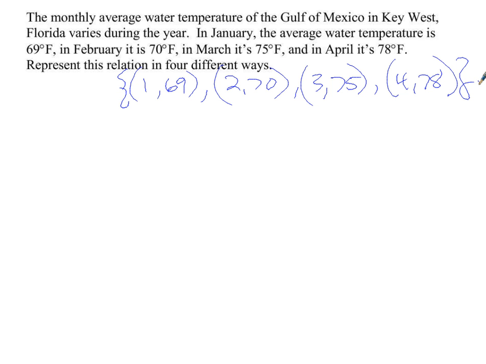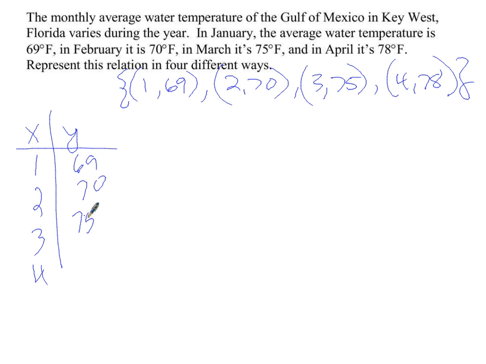Okay, XY table. Probably going to write what here? And? Okay. It says represent this relation in 4 different ways. We already have one right here.